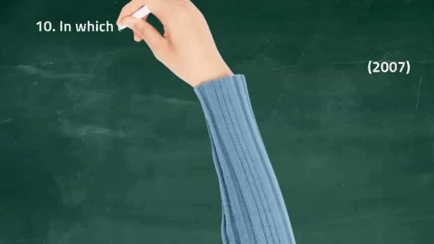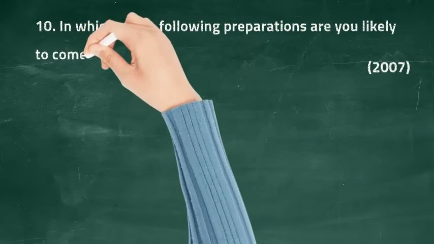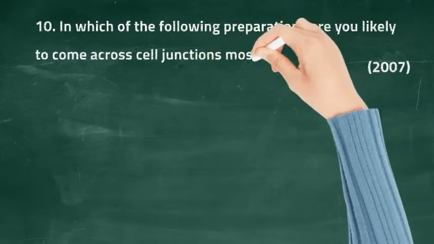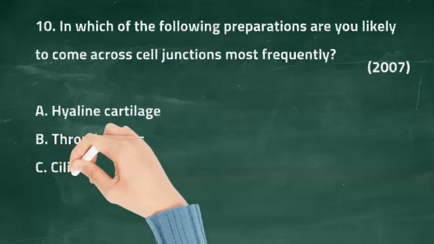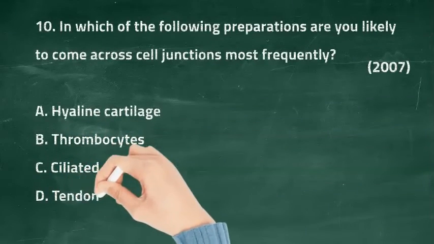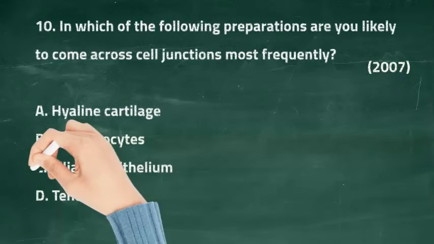The last question for this lecture is: in which of the following preparations are you likely to come across cell junctions most frequently? Option A is hyaline cartilage, option B is thrombocytes, option C is ciliated epithelium, and option D is tendon. The right answer is option C, ciliated epithelium.